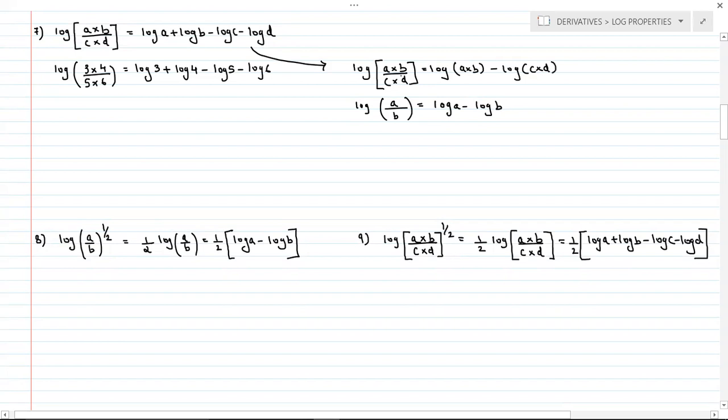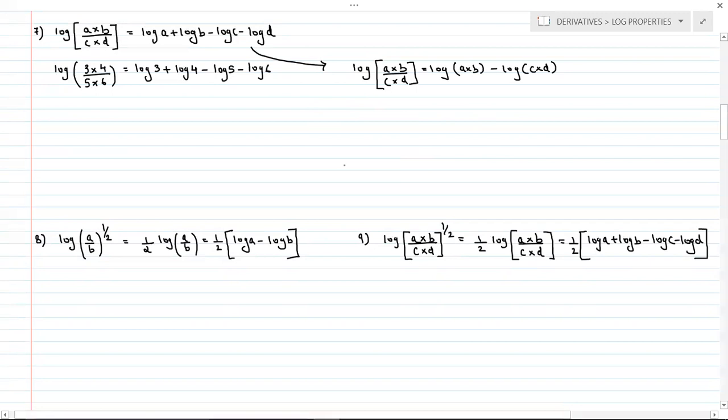Why? Because we considered ab as a and cd as b. Why did I convert ab as a and cd as b? Just to make the concept easy and to explain the part in an easier way. Now I hope this much is understood. What I did here is consider a and b as a single term, and c and d as a single term. So it looks like the property log a upon b, which can be written as log a minus log b.